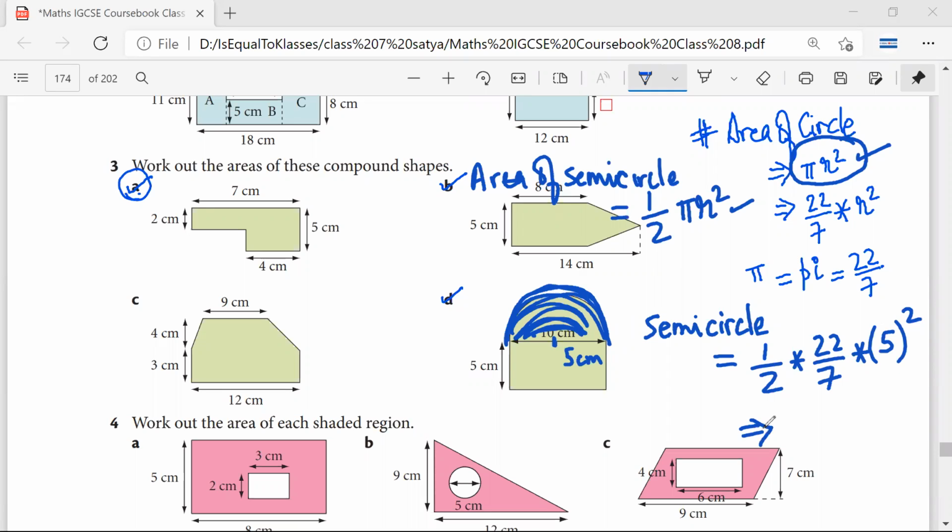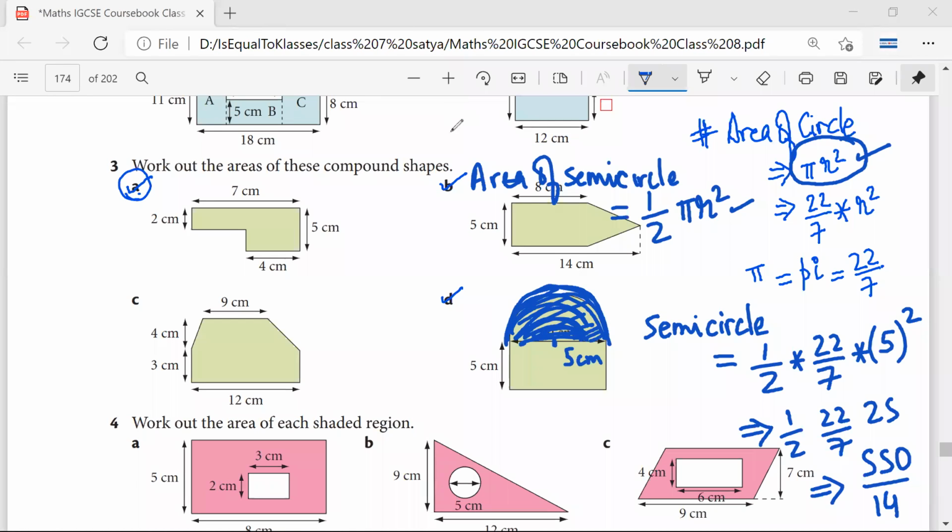Mr. Sarthak, any doubt? No, sir. This would be equal to half into 22 by 7 into 25. Any doubt? No. So I do 25 into 22. My answer is 550. So this is the area of the semicircle. Sarthak, have you understood till here?